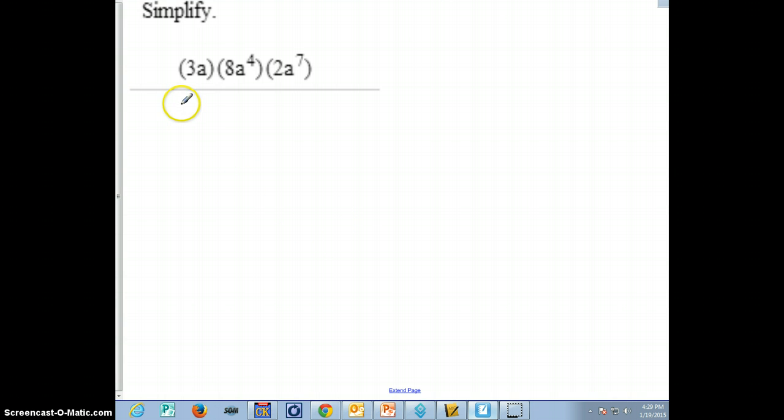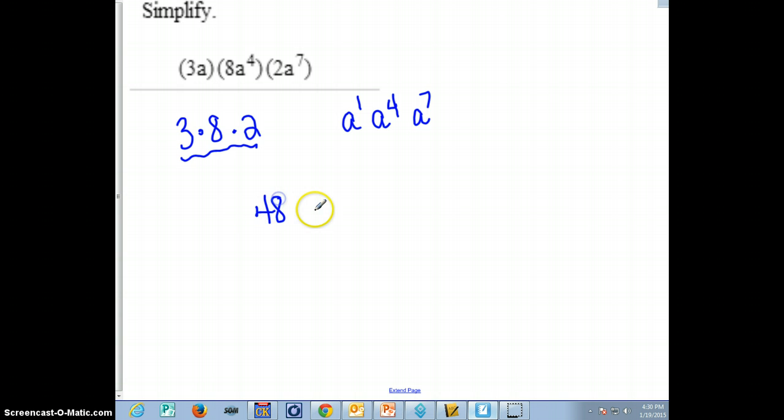Okay, and this one, again, take them and sort them. So 3, 8, and 2 in front. I have an a to the 4th, and a to the 7th. If something does not have an exponent like that, a does not have an exponent, then I'm going to add a 1 there. So first of all, if I take those and multiply them together, 3 times 8 times 2 would be 48. For the a's, I'm going to have to add up all of these. So 1 plus 4 plus 7 is going to be 12.